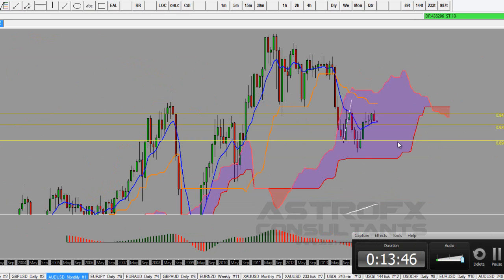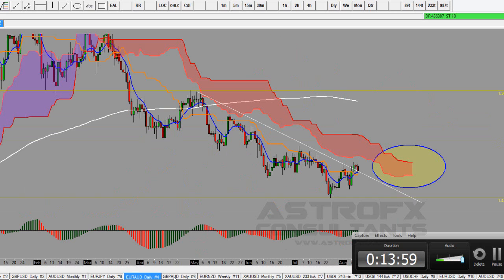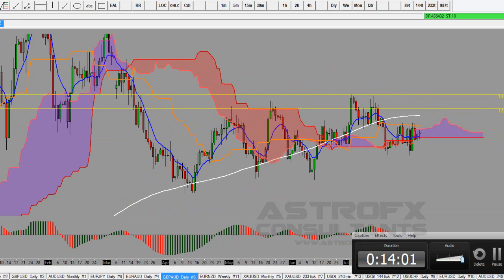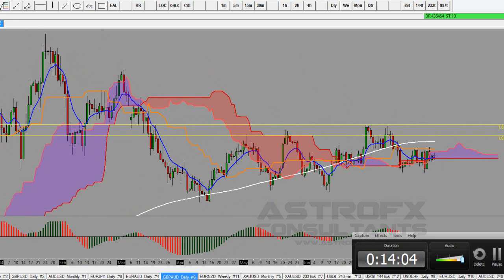So again, as you can see here, it doesn't look too good for the Aussie. We've had a bearish engulfing off a major key level of resistance, and it's got characteristics of the shooting star, and the cloud just crossed over as well. So Aussie weakness may push Euro AUD and GBP AUD up quite a substantial amount.